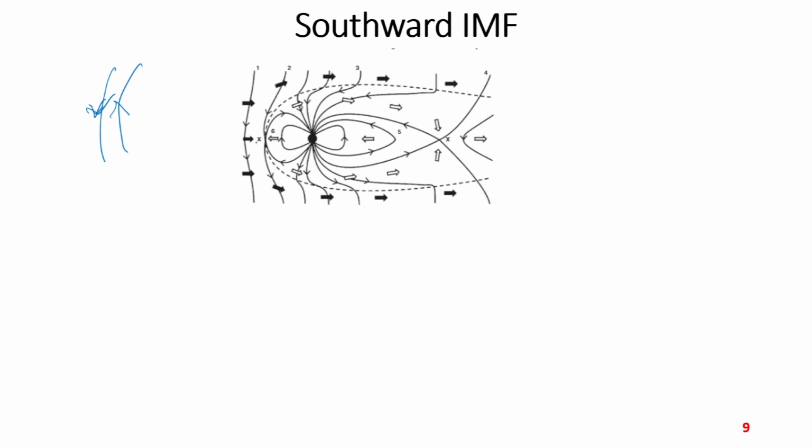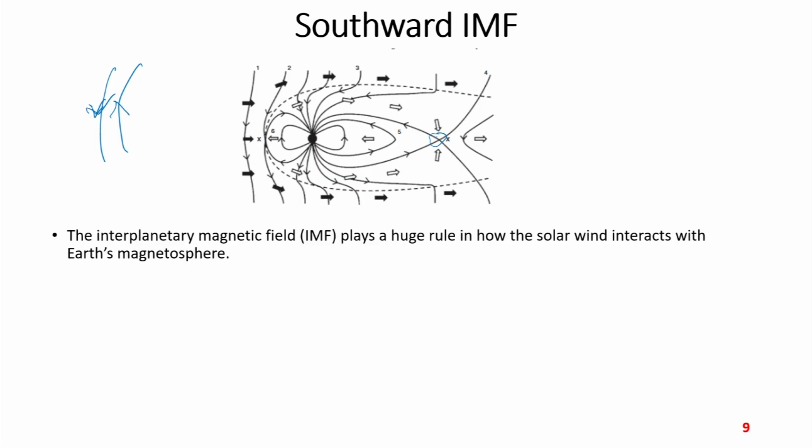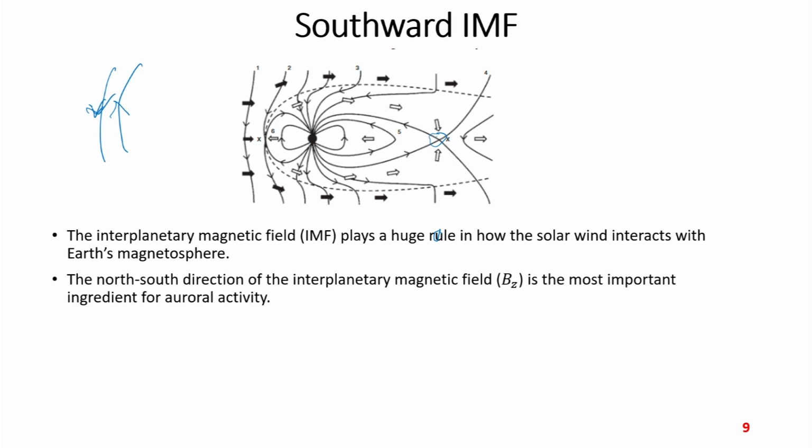This is one reconnection point, whereas the whole Earth's magnetic field, the magnetosphere, is pushed back towards the tail. So, there is another reconnection point. So, there are two reconnection points here because of the southward interplanetary magnetic field, and it plays a huge role in how the solar wind interacts with the Earth's magnetosphere.